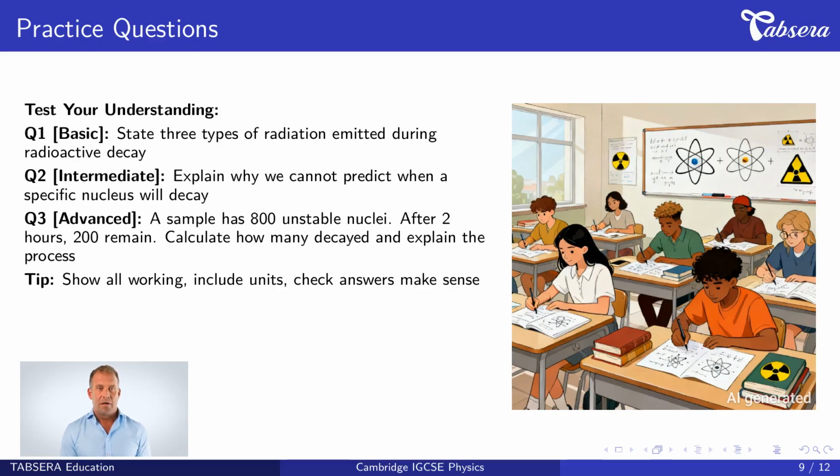Now practice what you've learned with these three questions. Question 1 is basic level. It asks, state 3 types of radiation emitted during radioactive decay. This tests your knowledge of alpha, beta, and gamma radiation.